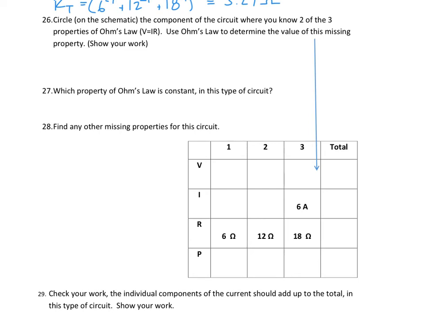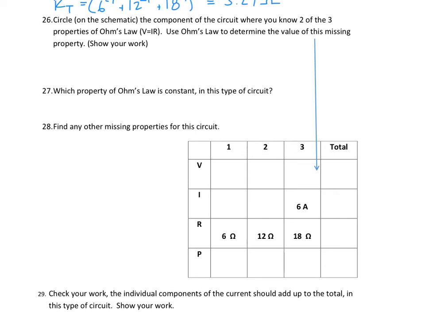Number 26, I want to circle on my schematic on the drawing up here which component of the circuit I know two of the three properties of Ohm's law. And Ohm's law is V equals I times R. So where do I know three of these variables? The only thing I know at my power supply is my total resistance, so that's only one value. R1, I only know one thing, same with R2, but at R3, I know two. I know resistance and current. So here I know two of those three, so that's the part I'm circling.